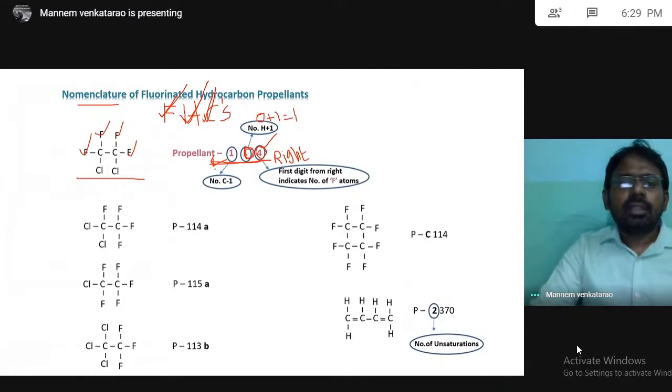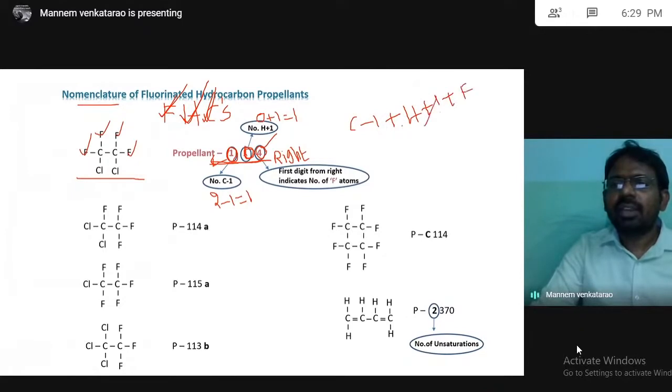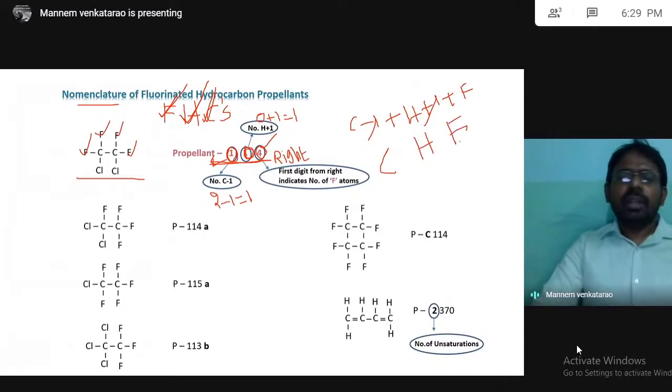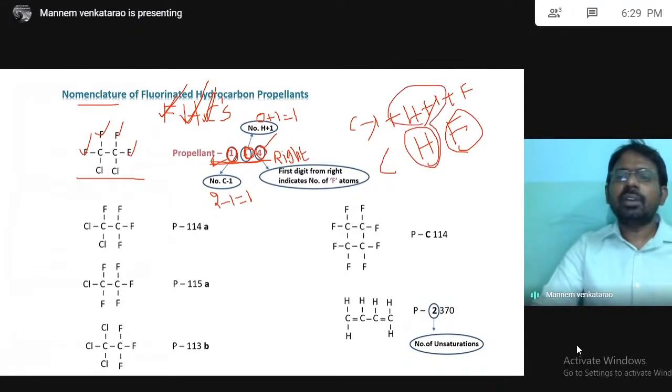Next, the third digit from right indicates the number of carbons minus 1. How many carbons are there? 1, 2. 2 carbons, 2 minus 1 is equal to 1. Yes, the third digit is 1. Because here 1 is added, next here 1 is removed. That's why C minus 1 plus H plus 1 plus fluorine, the 1s cancel, and the remaining is carbon, hydrogen, and fluorine. So the first digit indicates the number of fluorine atoms, the second digit indicates the number of hydrogen atoms plus 1, and the third digit indicates the number of carbon atoms minus 1.